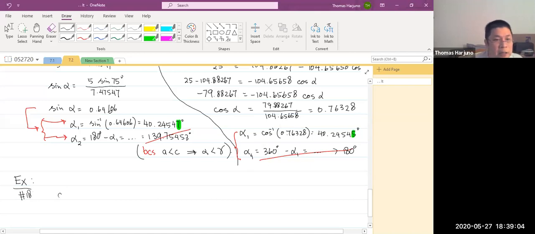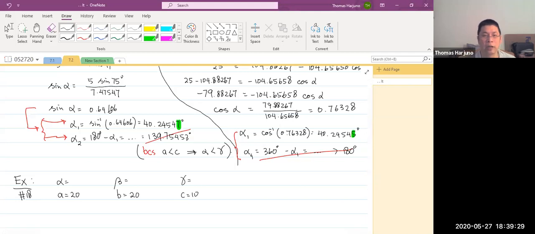It is given that side A is 20. Side B is also 20. And side C is 10. Now then, I need to find angle alpha, angle beta, and angle gamma, knowing three sides.